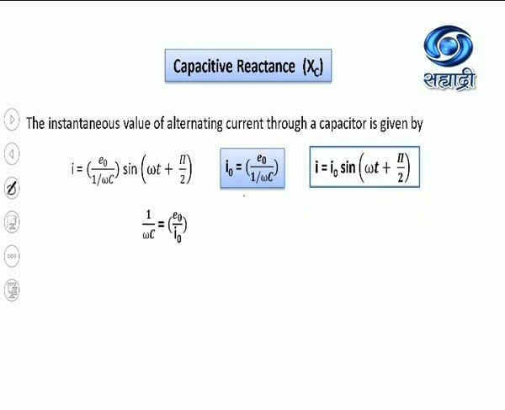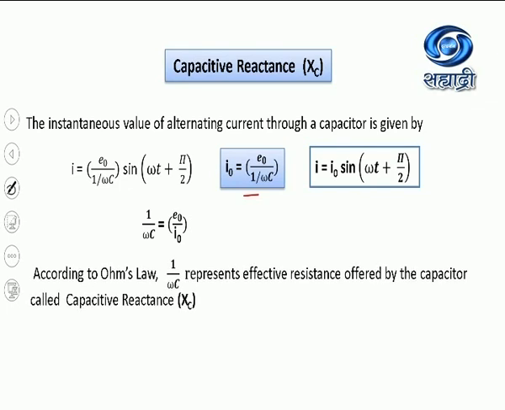Now from this expression I can write 1/ωC = E0/I0. E0 is the peak value of the EMF, I0 is the peak value of the current. Voltage upon current is resistance, but in AC we use the word reactance. So it is the reactance offered by the capacitor, hence it is called capacitive reactance, which is represented by Xc. So I get Xc = 1/ωC, and ω is 2πf, so Xc = 1/(2πfC).